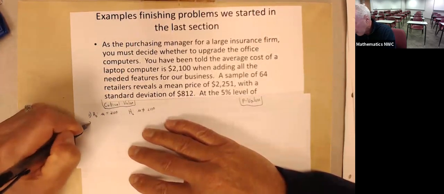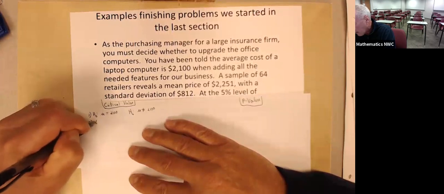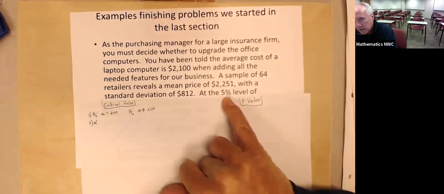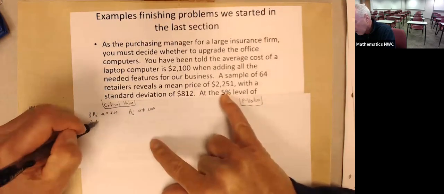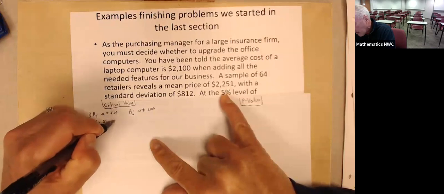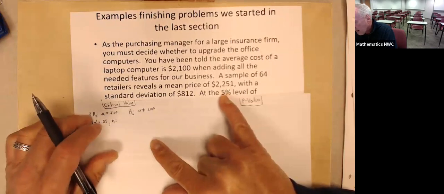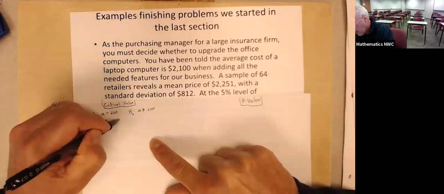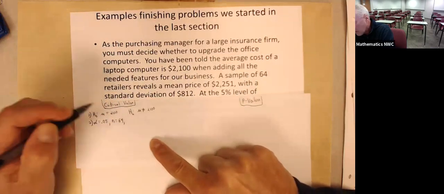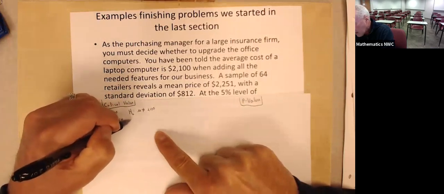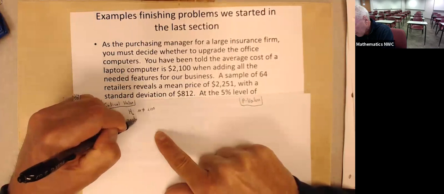Step number 2, I need to list my alpha level. It was told to run it at 5% level of significance, so that alpha is 0.05. I need to list my sample size next, and we had a sample of 64 here. Because 64 is greater than 30, I know that I'm going to be using a Z statistic.